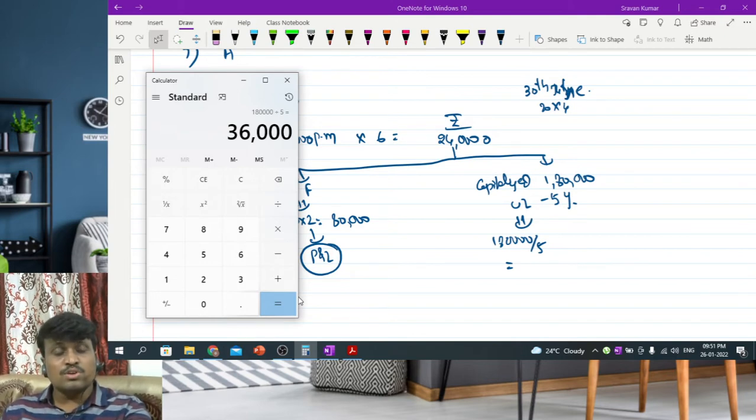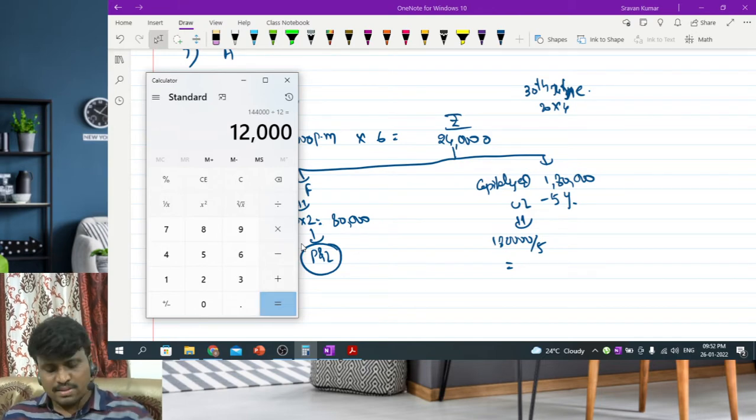1,80,000 by 5. So how much amount? 36,000. But it is for 12 months, and in this only 4 months are there. So 4 by 12. 4 months: March, April, May, June. So how many months are there? So 4 months.